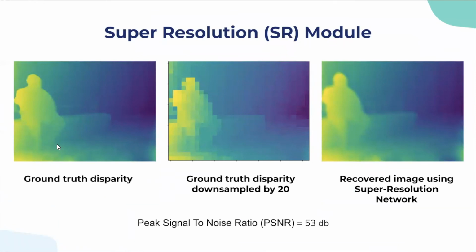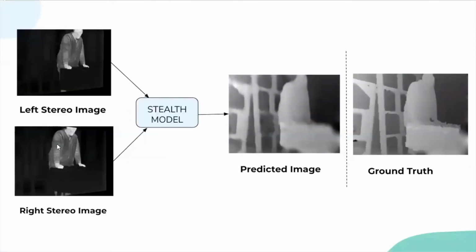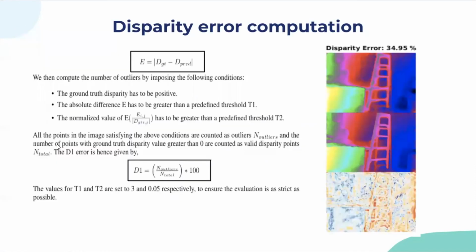The ground truth disparity is downsampled by a factor of 20, which makes it extremely pixelated. We then use the SR module to recover the image back. We obtained an impressive PSNR of 53 decibels. This is a higher level view of our project. The left and the right stereo images are passed as input to our Stealth pipeline. We then pre-process these images, pass them through the disparity estimation network, followed by the SR network to get an output disparity map. Now that we have the predicted image, we can compute the disparity error.